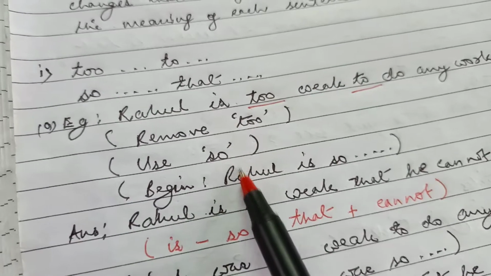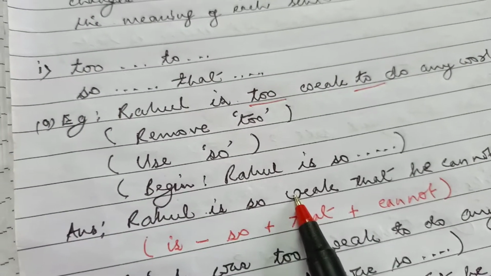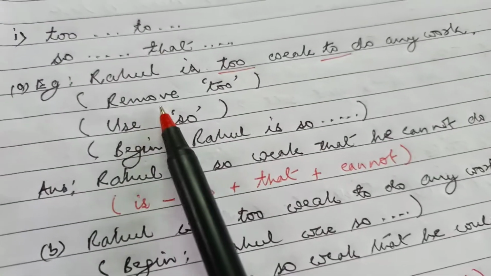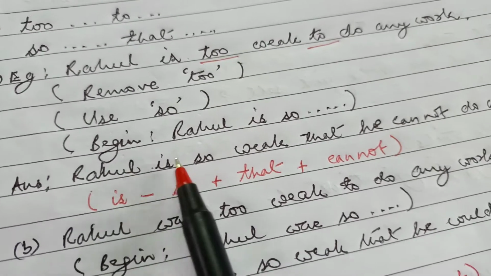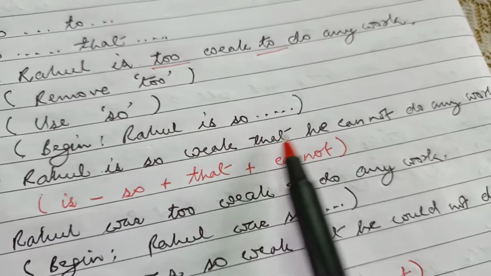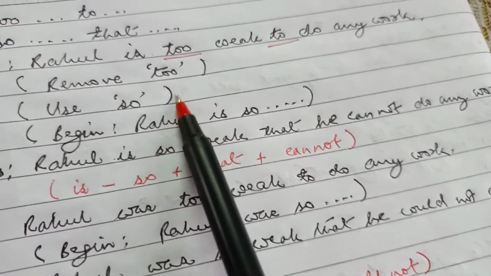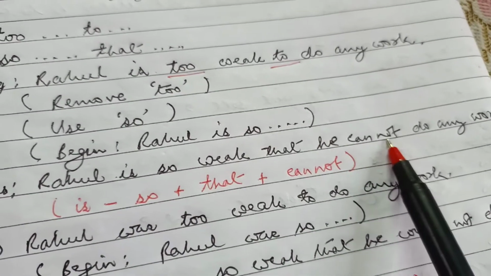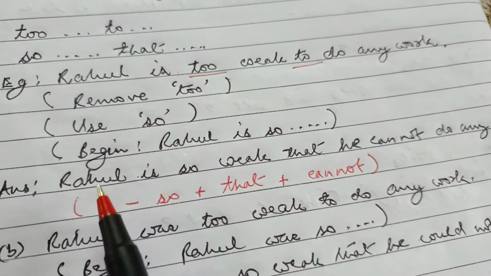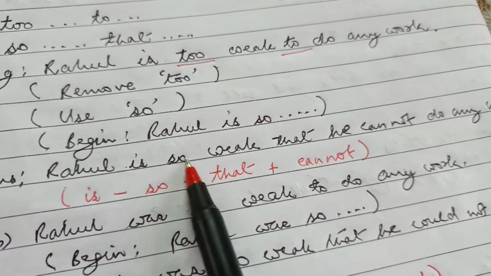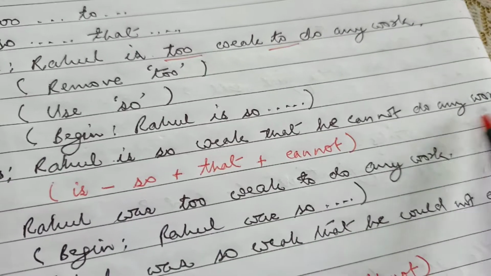Any of the 3 questions will be asked in the paper, but the answer is only one. We'll get only one answer. Look how the first question is telling you remove too. Rahul, we got the answer here. Rahul is so weak that he cannot do any work. Now we have removed too. There is no word too here. The second question is telling you use so. Rahul is so. We have used so. Then the remaining we have completed: weak that he cannot do any work.